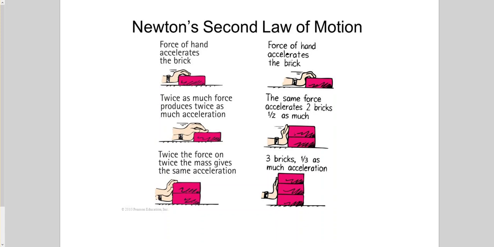And here's just a visual representation of all that as well. If a hand is accelerating this brick, twice as much force means twice as much acceleration. If I have twice the force and twice the mass, I would have the same acceleration as the top picture up here. And this works down that same thought process, but with mass. So here I double the mass, my acceleration would be 1/2. If I have triple the mass, my acceleration would be 1/3 as much. They are inverse.